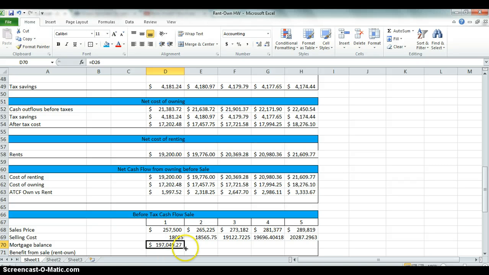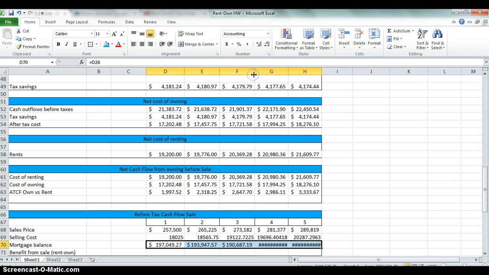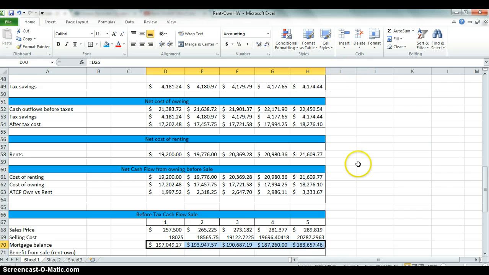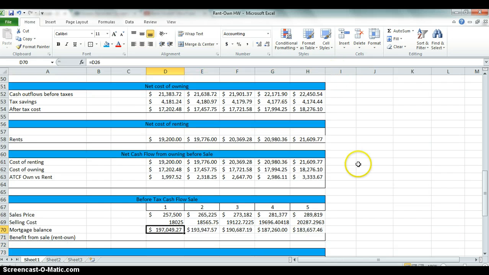So we will just have to copy all these numbers, just drag them down. Apparently these cells are too small, so we're just going to double click in these lines so we can actually see the numbers. Now for the benefit from sale, rent to own, we'll have equal our sales price minus selling cost minus mortgage balance, because if we do decide to sell this house, that is all the money that we will have to pay.